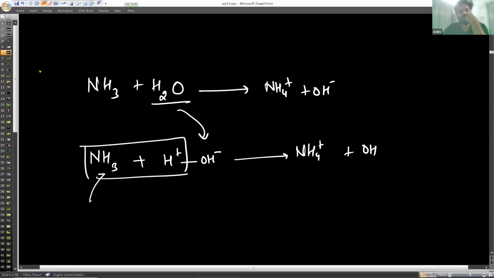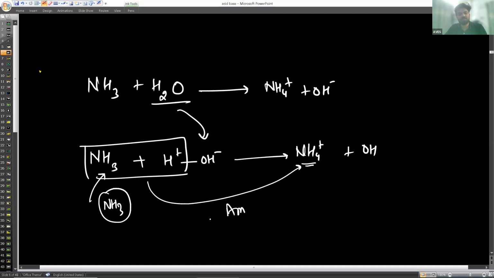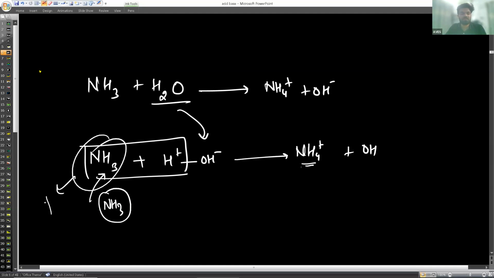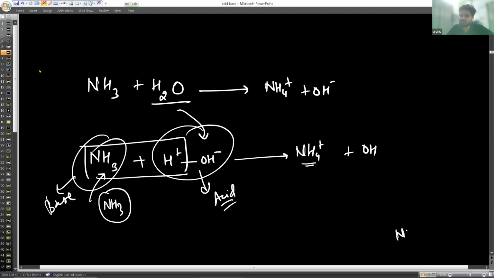So it will be the NH3, the ammonia. Okay, NH3 is accepting the H plus ion, so it is a base. Because it is accepting the H plus ion, you check, it becomes NH4 positive. So it is a base. And here water is donating its H plus ion, so this is acting as an acid. Okay, so ammonia gas does not have any OH negative ion, but it is characterized as a base because when it is added to water, it accepts the H plus ion.